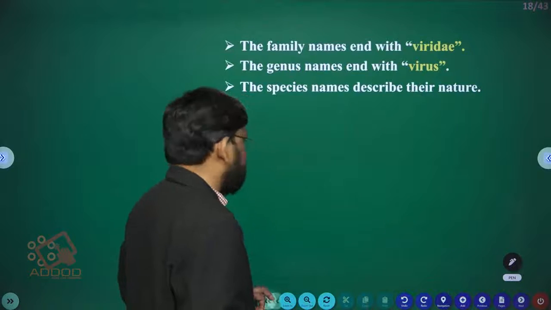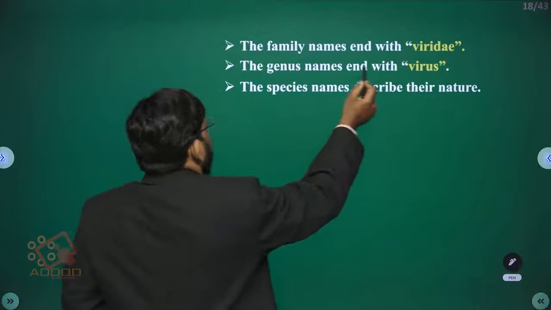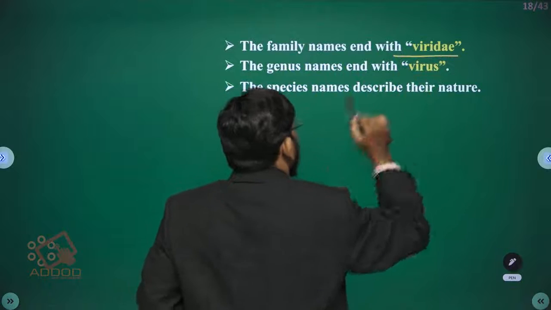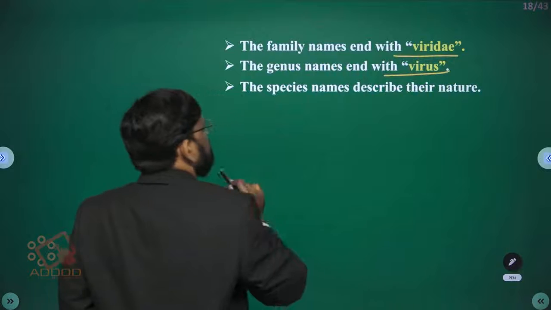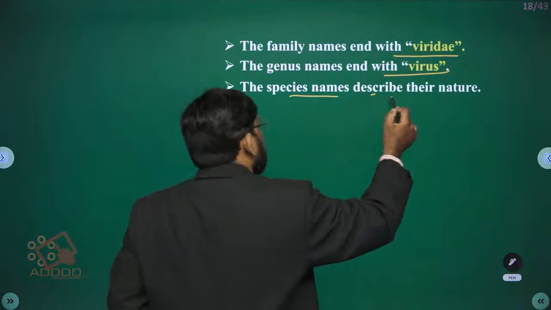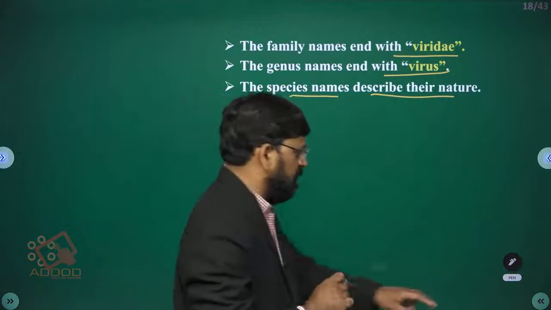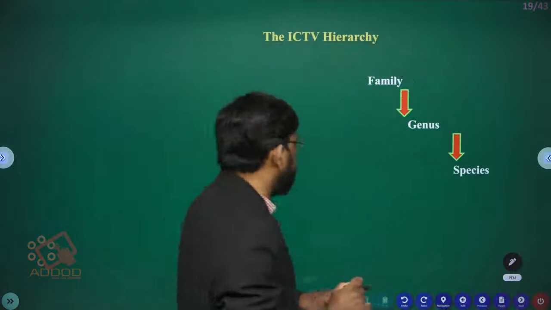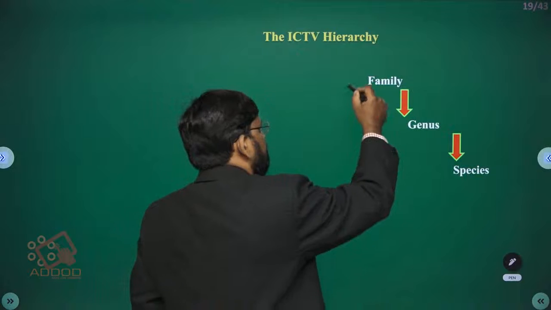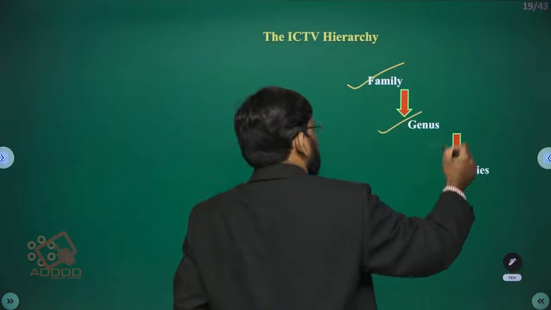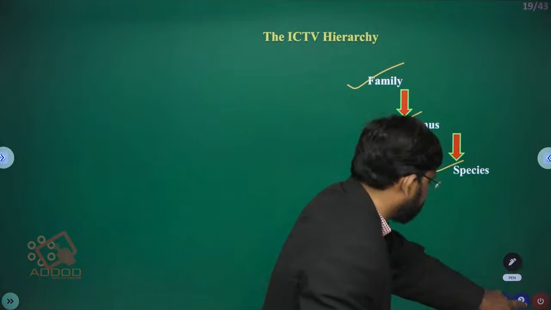Why? Because they are acellular. The family name should end with viridae and the genus name should end with virus. The species name should describe their nature while classifying. So ICTV hierarchy levels has what? 3 hierarchy levels: family, genus and species.